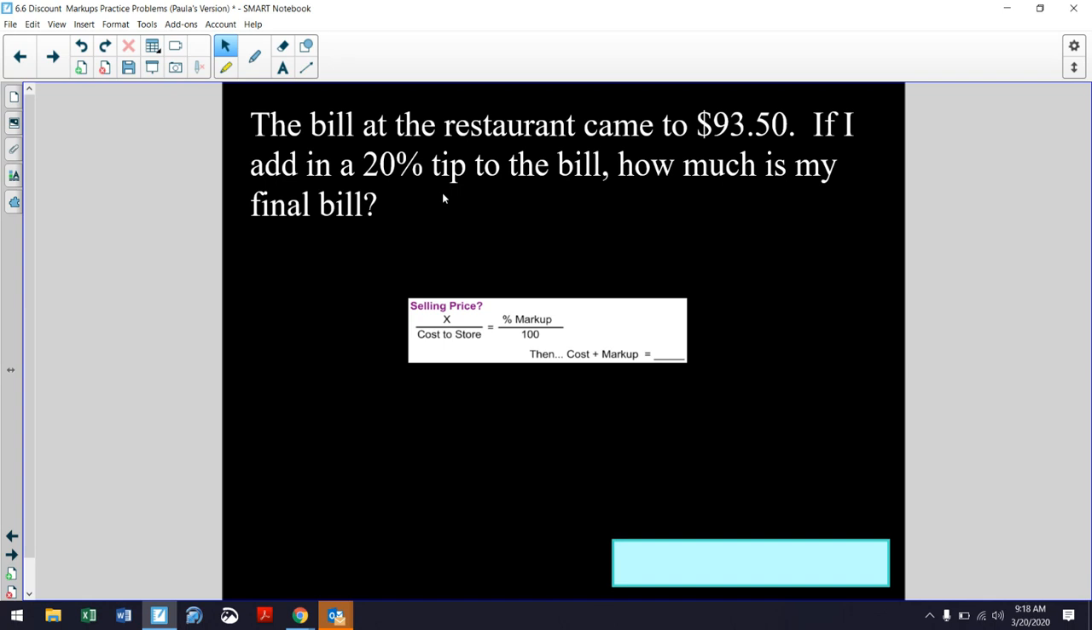So plugging in the things we know, we would say the $93.50 is the cost to the store. That's like what it's originally costing you to eat at that restaurant. But you want to add a 20% tip, so that's like your markup. Plugging in everything you know, you need to make sure you add that onto the original amount. So we got a tip of $18.70. Add that on, and our total bill now is $112.20.